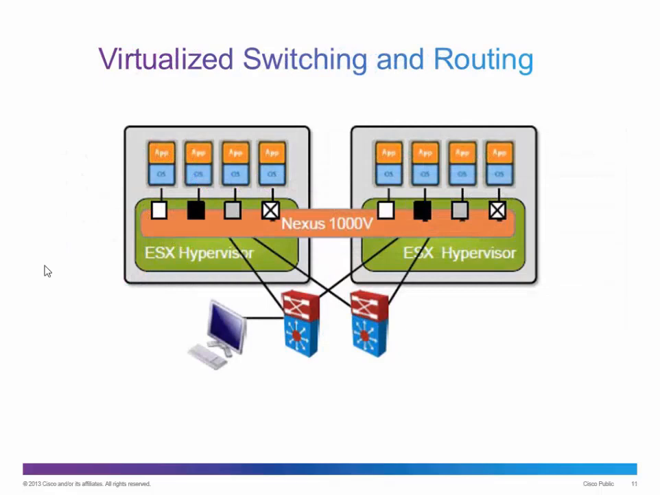In addition to virtual computing, we can also virtualize switching and routing. In this slide, we can see two VMware ESXi hypervisors. The virtual computers are all networked together with a Cisco Nexus 1000V virtual switch. The virtual switch brings the power of a Cisco switch to the virtualized network environment.